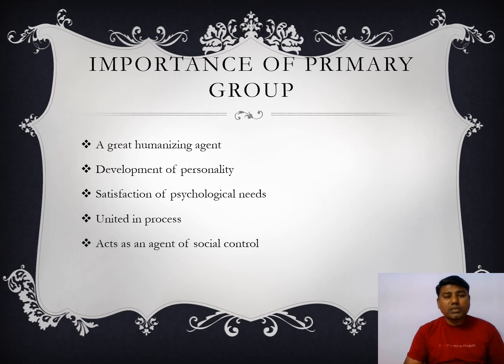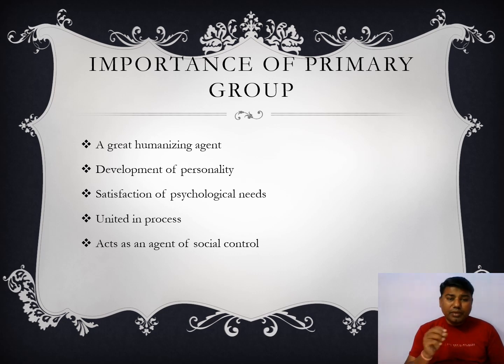Then primary group works as an agent of social control. You see, primary groups not only provide security to the members, but also control the behavior of the members. For example, when a child does something wrong, the family members are the first ones to point out the mistakes of the child. So they control the behavior and the activities, they shape the ideology, and they develop the values within the mind of a child.